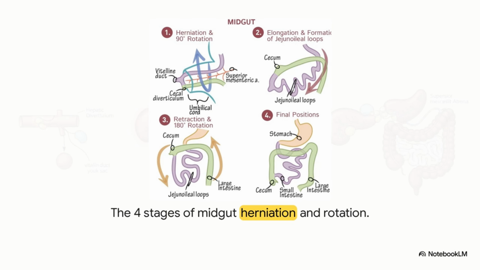Now, while this loop is pushed out into the umbilical cord, it isn't just resting. The small intestine continues to elongate rapidly, forming a bunch of highly coiled jejuno-ileal loops. At the exact same time, the entire midgut is undergoing a highly specific, multi-stage rotation around a central vascular axis. It's a beautifully choreographed sequence of herniation, coiling, rotation, and eventually retraction.